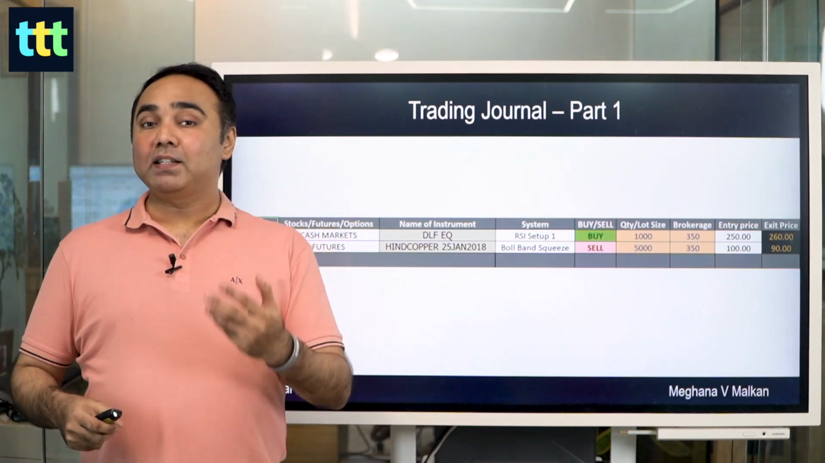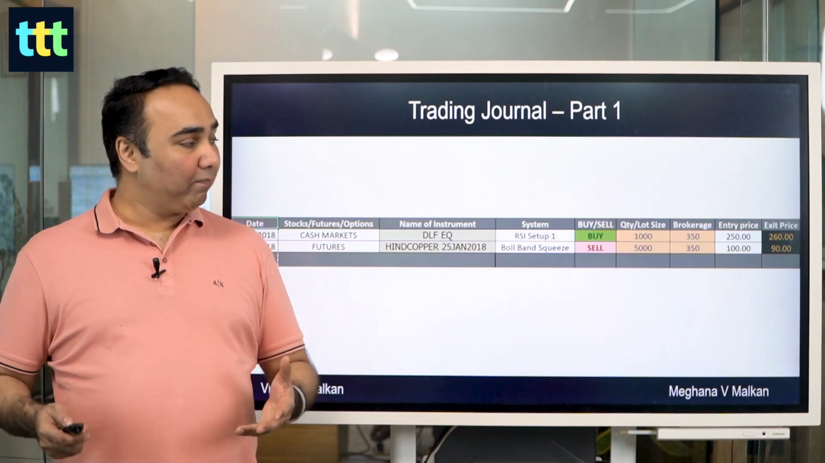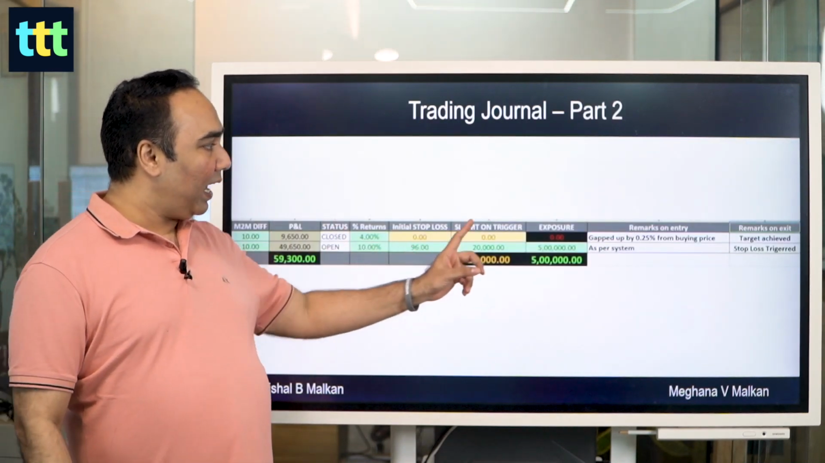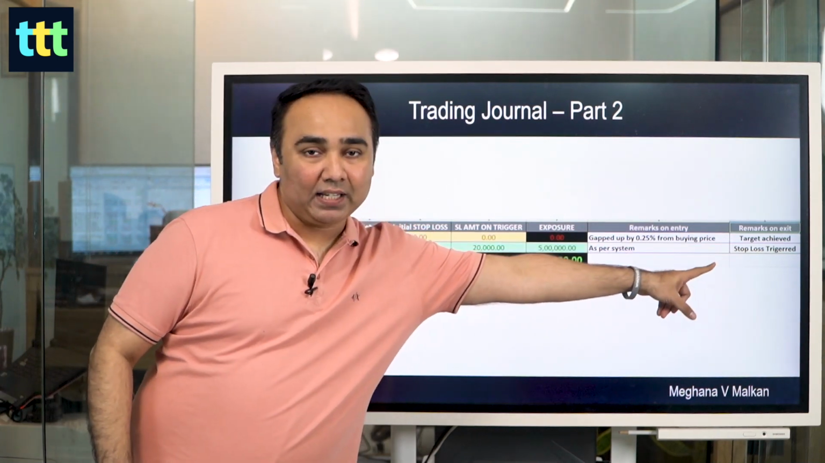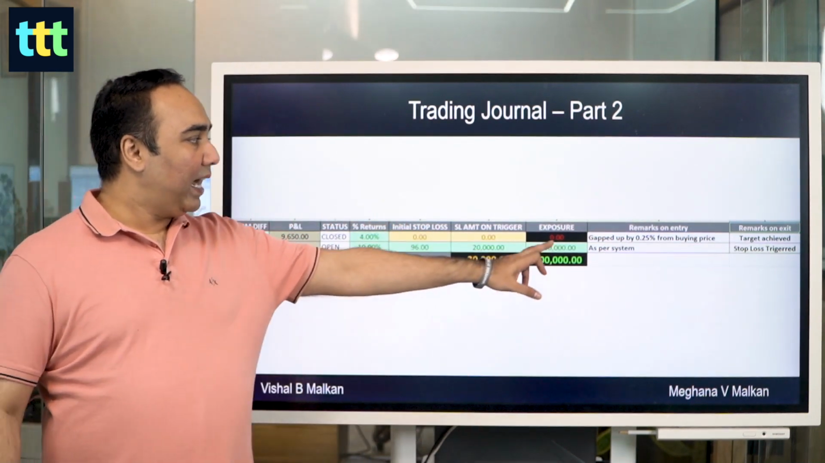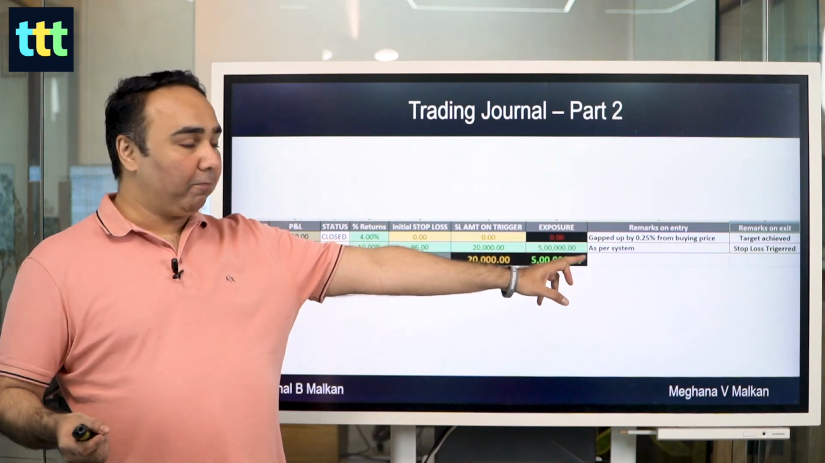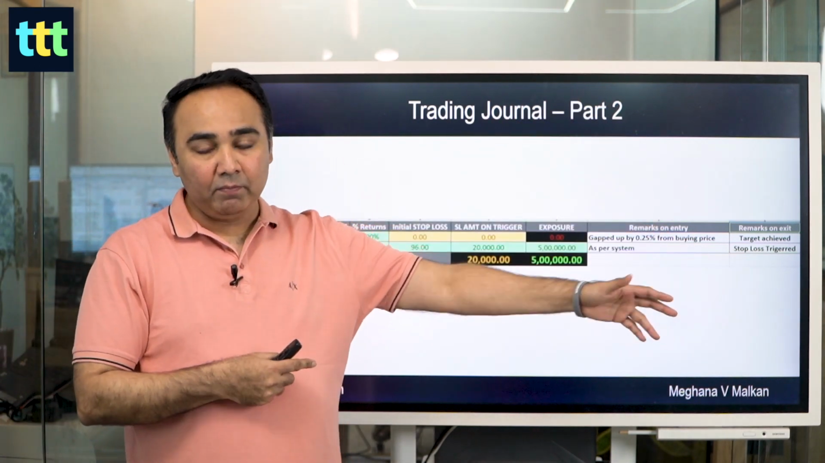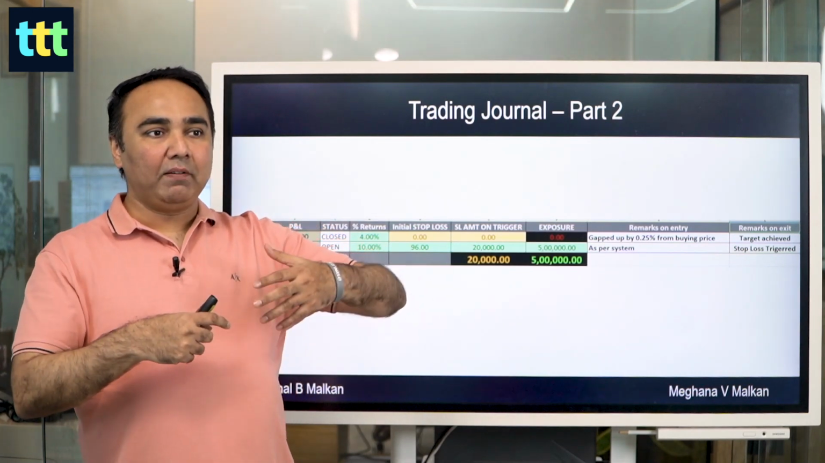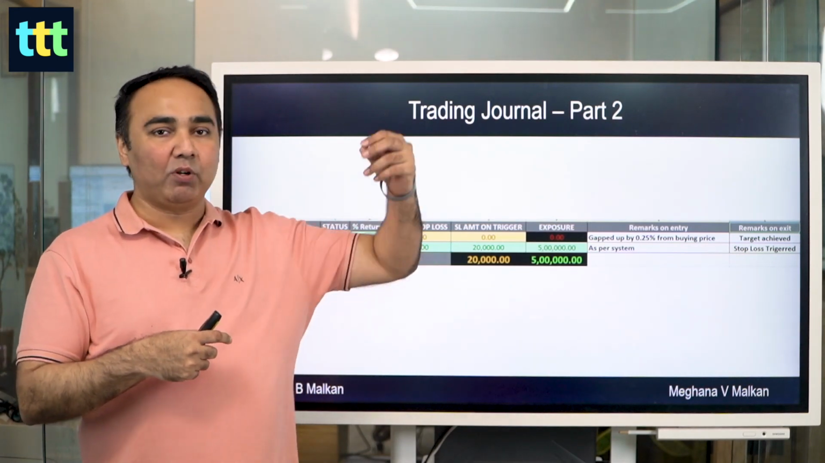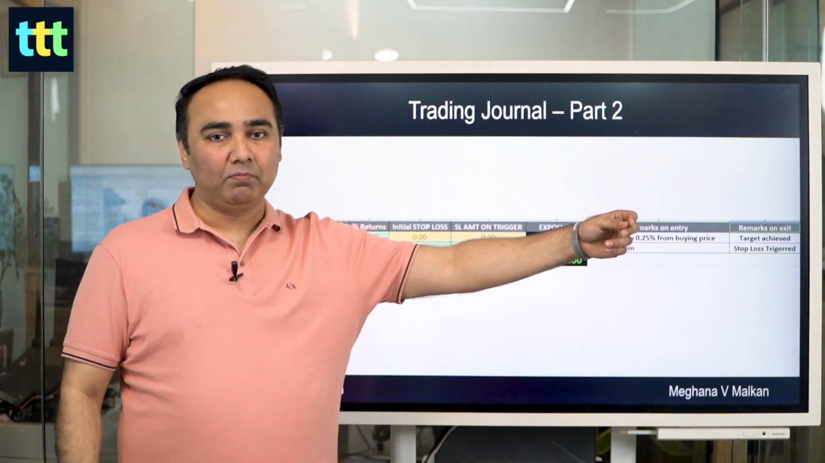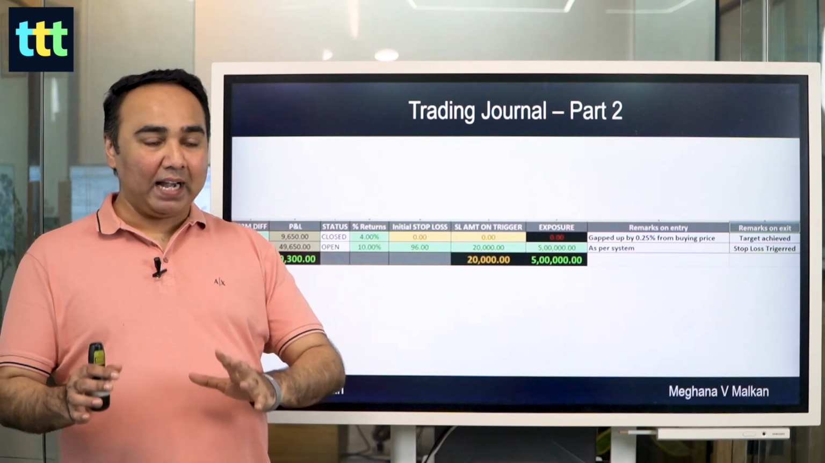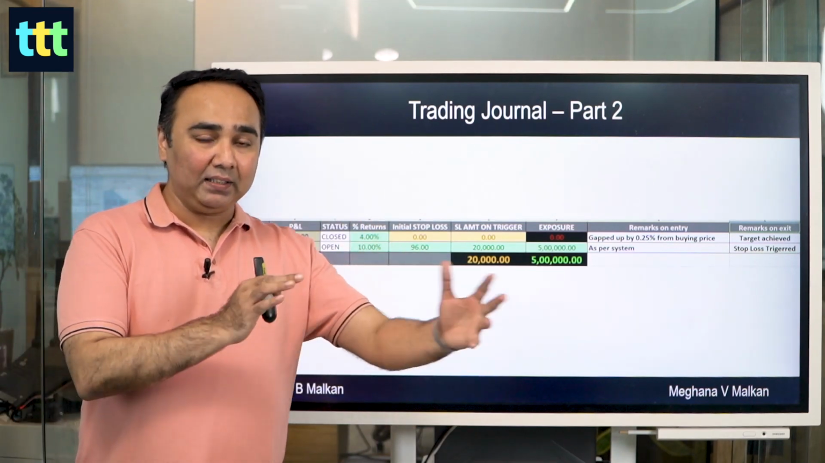Now the second part, which I think is the most important, is where you're going to write remarks on entry and remarks on exit. What is remarks on entry? That is, how did I enter? So it gapped up and I had to buy 0.25% above the buying price. The actual buying price as per the system was 100, but I bought at 101, something like that. And the second trade was as per the system. So I entered as the system said buy, then I bought.